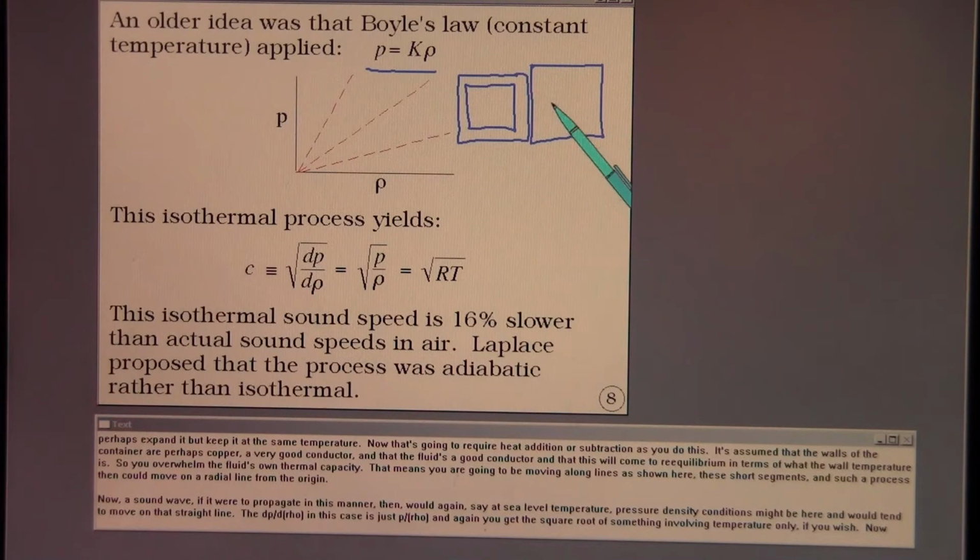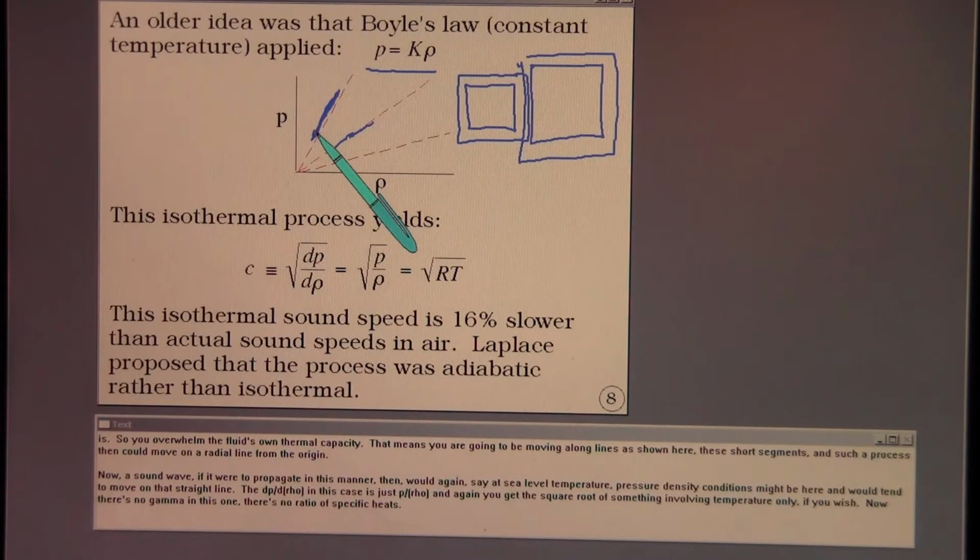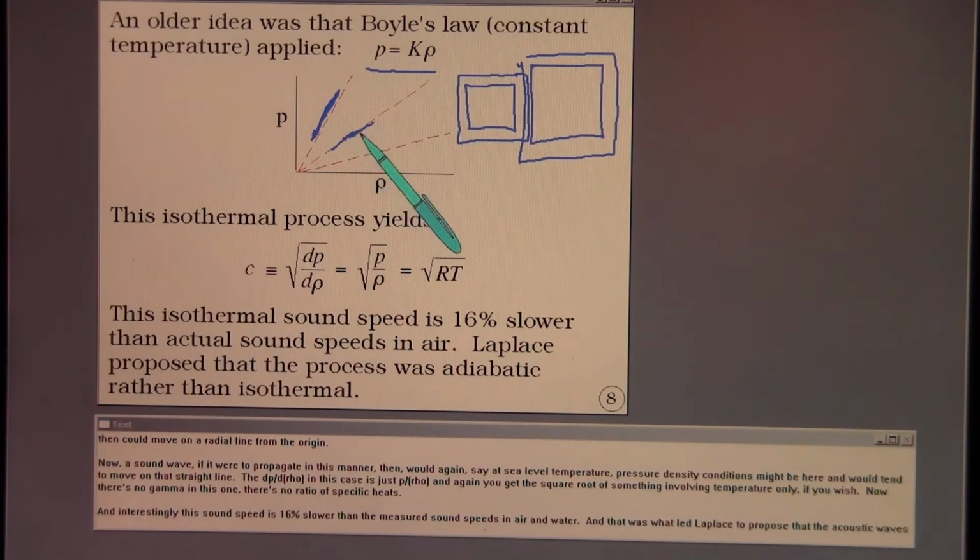So you kind of overwhelm the fluid's own thermal capacity. That means you're going to be moving along lines as shown here, these short segments. And such a process then could move on a radial line from the origin. Now a sound wave, if it were to propagate in this manner, would again say at sea level temperature, pressure, density conditions might be here, and would tend to move on that straight line.